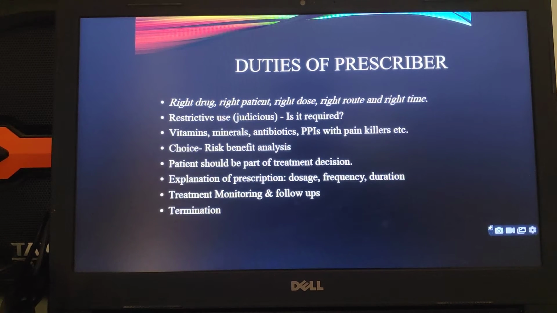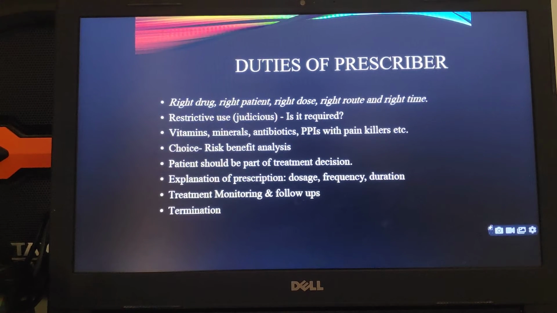The use of drugs should be restrictive, meaning there should be judicious use of the drug, and one should always think before prescribing whether it is really required. We see a lot of prescriptions of vitamins, minerals, antibiotics, painkillers and so many things, prescribed just unnecessarily, adding to the burden of drugs as well as the cost.